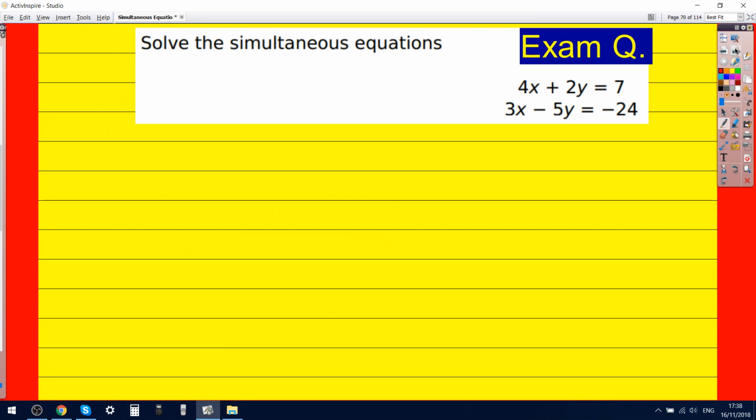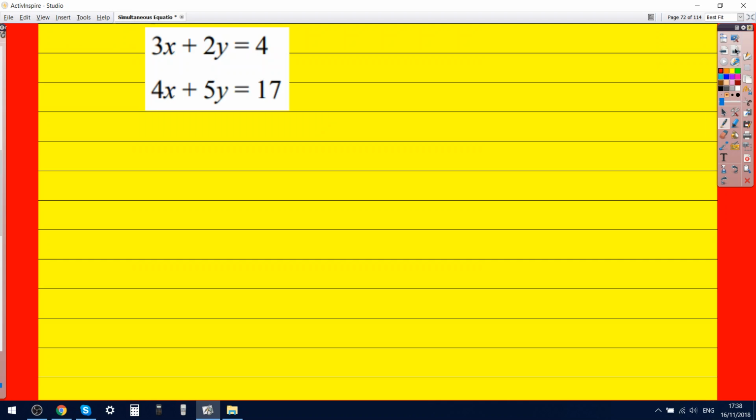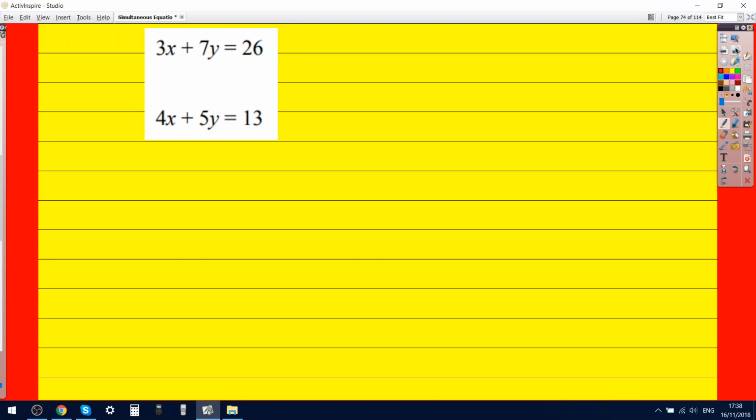No. Okay, so the only other of this type that I can think of, let's see. So you did one where it's, no, not this one. Yes, this one. Alright, 3x plus 7y equals 26, 4x plus 5y equals 39. So, find a common denominator between the 3 and the 4. So the top times 4, the bottom times 3.